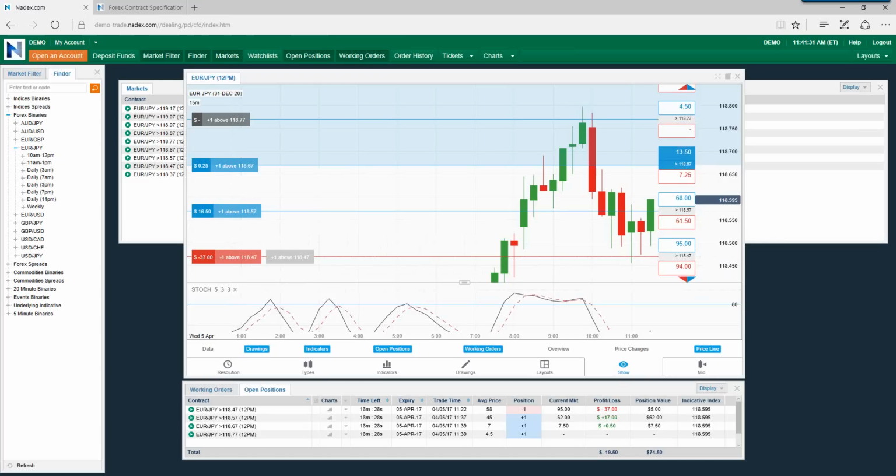Now you can also see in your open positions your position value here. I'm at a loss of $37, but I still have a position value of 5. What does that mean? It means if I were to exit right now, they would return $5 of my risk, as long as the order is filled.